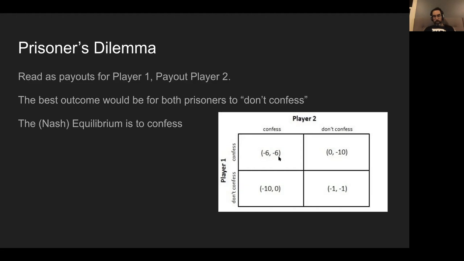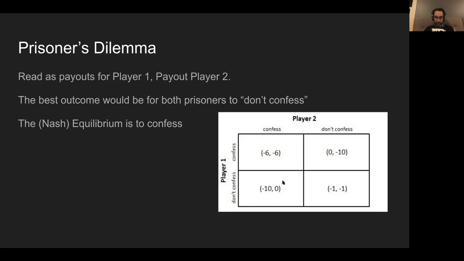So you can see if they both confess, they both get a -6, so they both go to jail, effectively, or for a longer time. If you look at the outcomes, the optimal outcome, the one where the prisoners actually do the least time, is that both of them don't confess. If they both don't confess, the police don't really have much evidence on either of them.